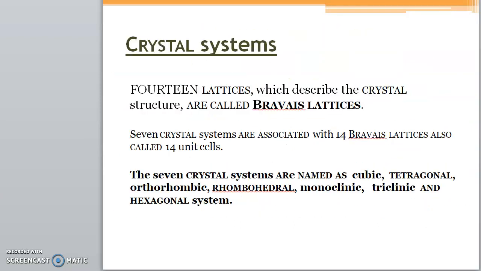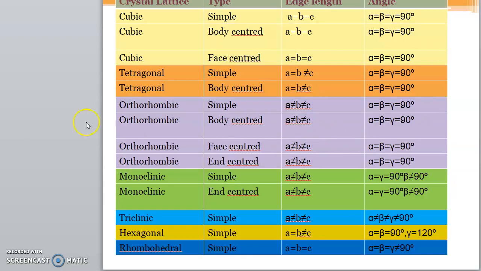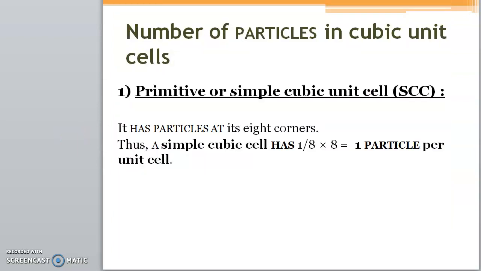Then we looked at the crystal systems. Okay, that is, there are 14 lattices that were brought in by Bravais. Okay, so these were the 14 Bravais lattices that we looked at. They are divided into cubic, tetragonal, orthorhombic, monoclinic, triclinic, hexagonal, and rhombohedral. Okay, so the difference between all these is in their edge lengths and angles created by those edge lengths.